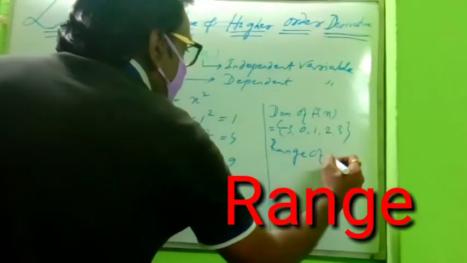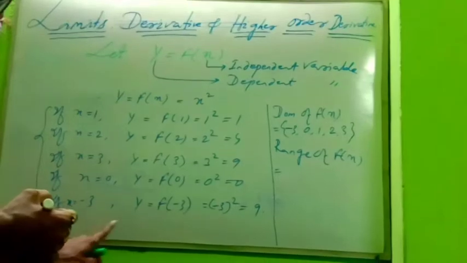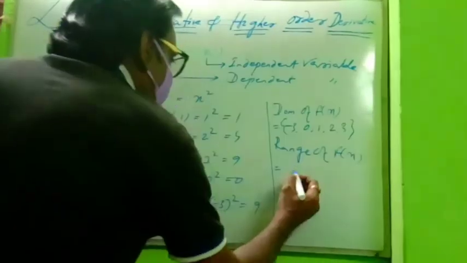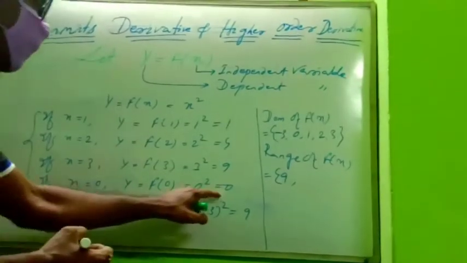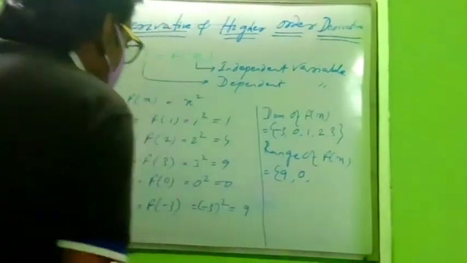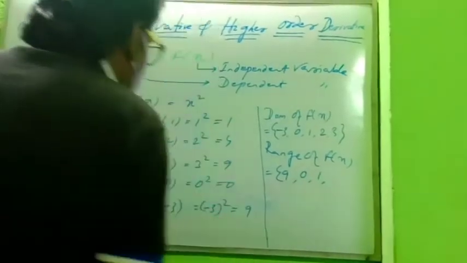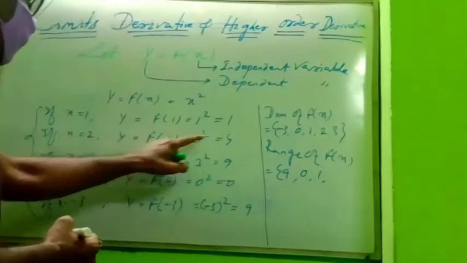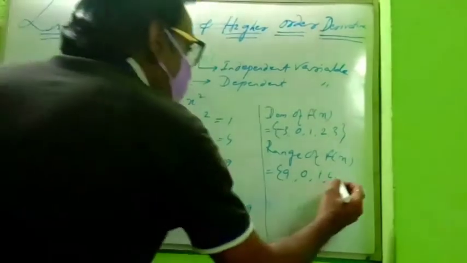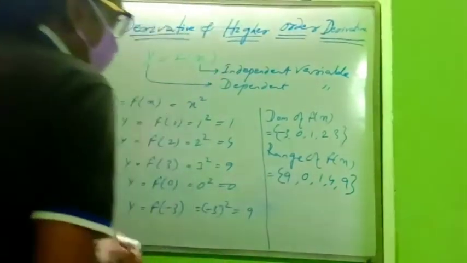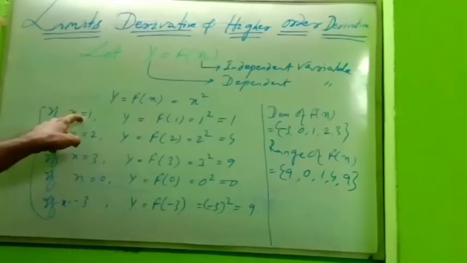Then the value of y that you are getting is called range. Range of f of x. When x is equal to minus 3, what is the value of y? That is 9. Then when x is equal to 0, what is the value of y? That is 0. Next, when x is equal to 1, the answer is 1. When x is equal to 2, that is 4. And if x is equal to 3, what is the value of y? That is 9. The value of x that we are putting here is called domain of f of x.